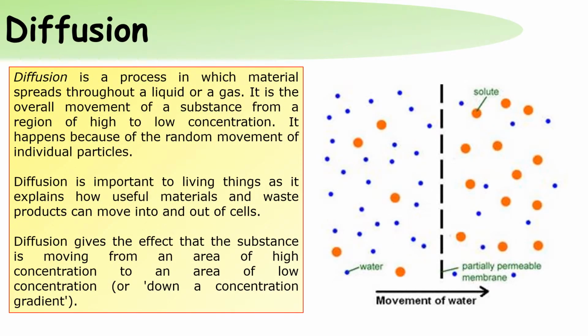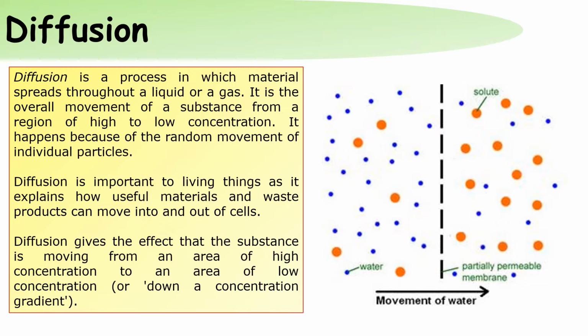Living organisms need substances to be able to move in and out of them in order to survive. The most simple way of doing this is by diffusion. Diffusion is a process in which material spreads through a liquid or a gas. It is the overall movement of a substance from an area of high concentration to an area of low concentration. It happens because of random movements of individual particles.